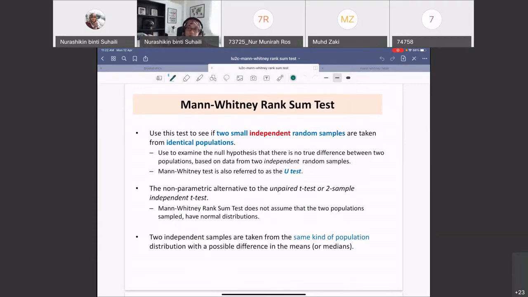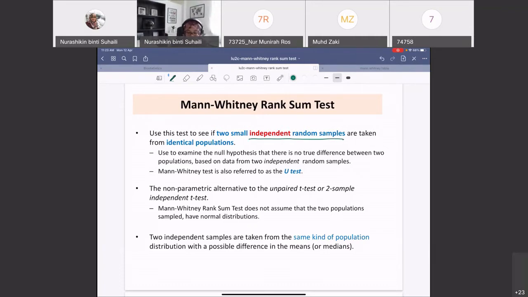So we have to take just some samples to represent people from Selangor, people from Johor, Kedah, Penang. Yeah? That is the sample. So that's why we are talking about samples. Okay. Now, what is meant by independent sample, as I said just now?